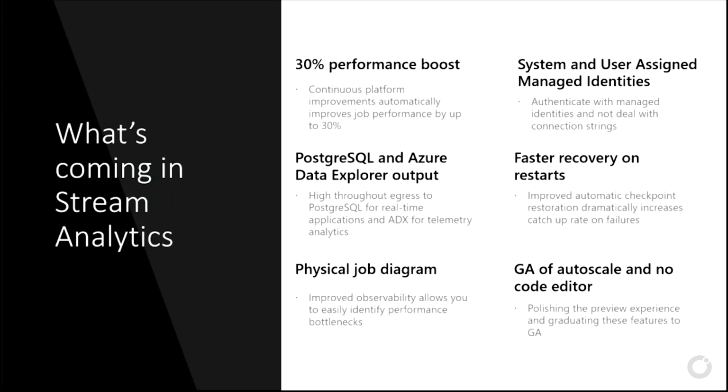And what's coming is that we are targeting a 30% performance boost, a very highly demanded feature. We are bringing Postgres and ADX output for Azure Stream Analytics. We're also bringing a job diagram, which makes it super simple for you to understand whether your job is parallel or not, whether you want to improve any logic, or whether you want to do repartitioning, whether it's embarrassingly parallel or not. It makes it very easy to troubleshoot your queries which are stuck. We are also going to bring in more user-assigned managed identities, and we will do a GA of autoscale and the no-code editor.